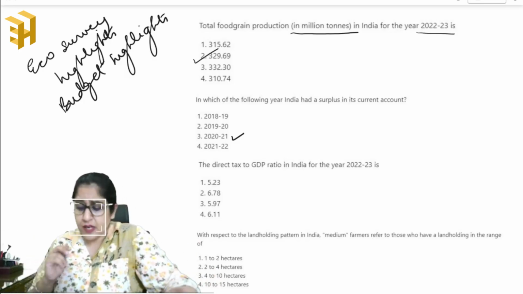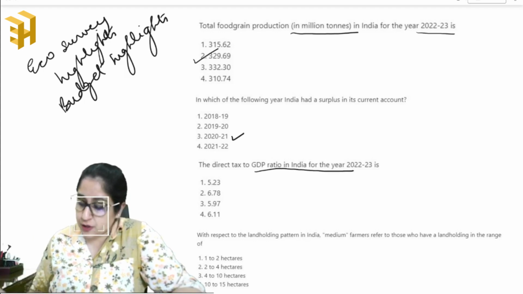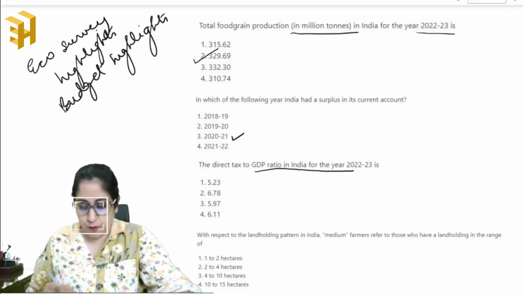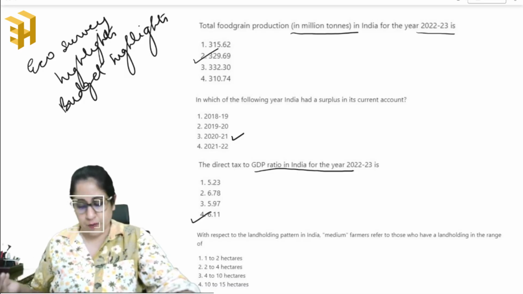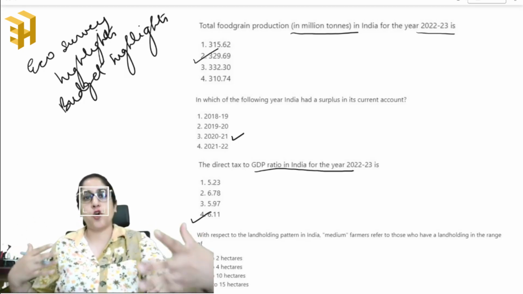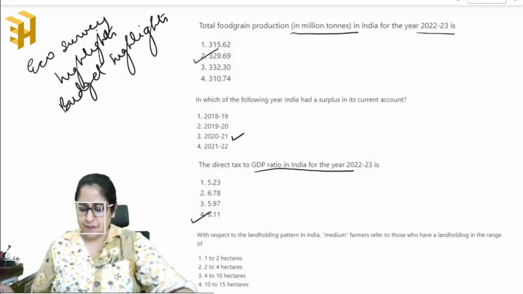Okay. Next, direct tax to GDP ratio in India for the year 2022-23. Again, the Indian economy question, the answer is 6.11. So again, you can come to know about this from your Economic Survey and budget highlights, right?